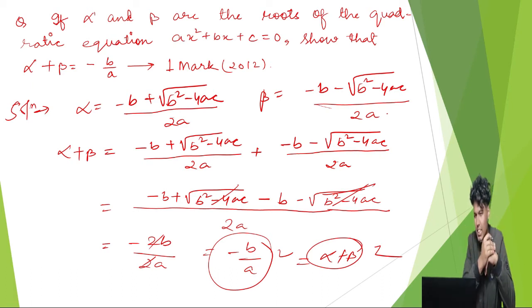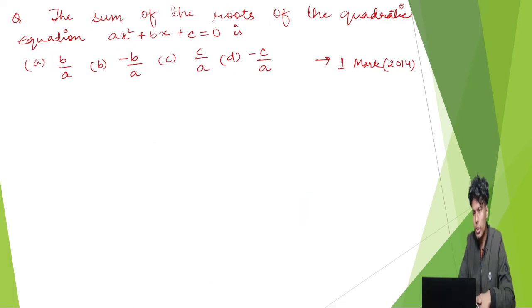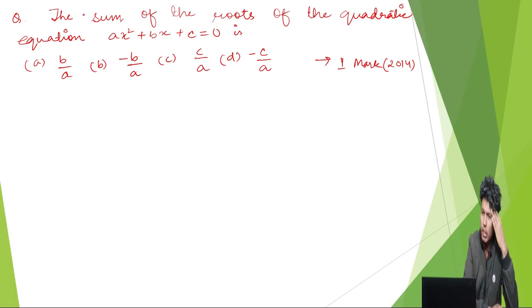We have proved. I think it is actually only for 1 mark, 2012, but it is also simple, not that complicated. Most of the time they will ask for 3 marks. The sum of the roots of the quadratic equation x square plus bx plus c is equal to 0 is. Now the question is similar to the previous question, but they have said the sum of the roots of the quadratic equation.